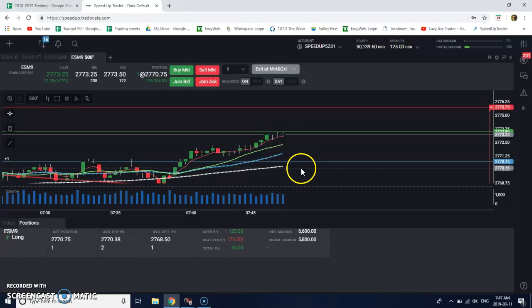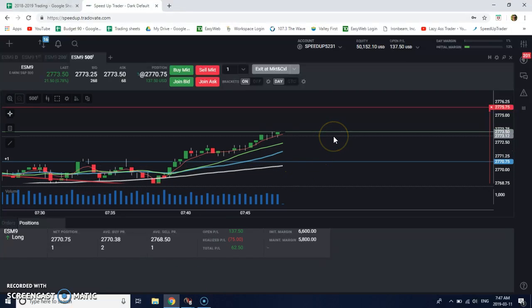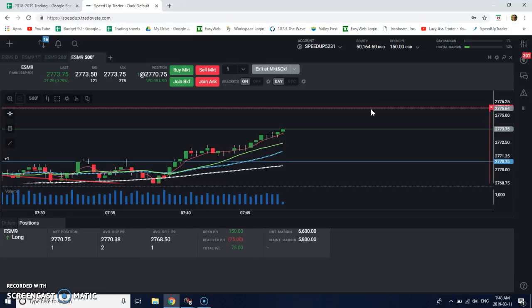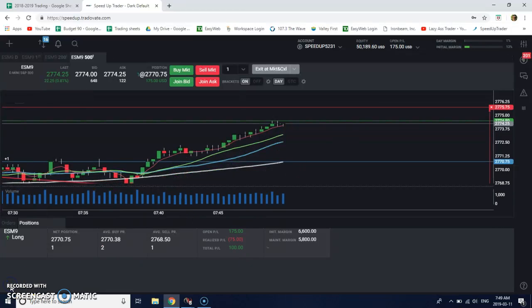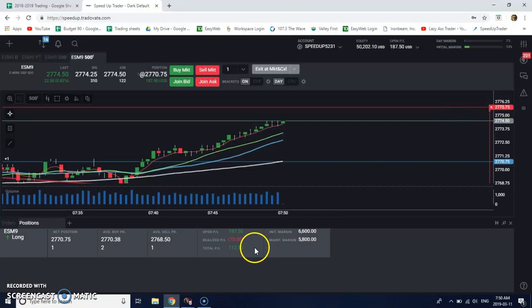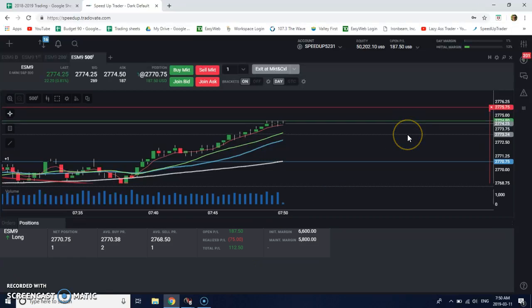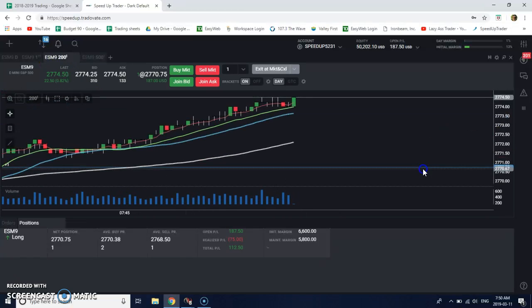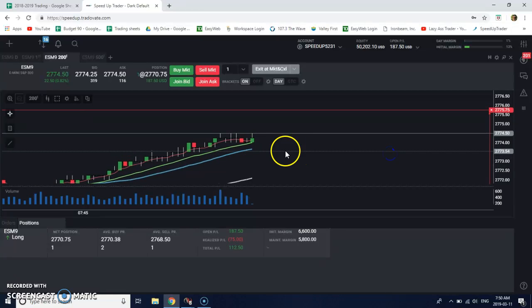Anyhow, so I'm sitting here waiting for this to stretch its legs up into 75. Okay, it's still running a little bit here. I've got my total profit for the day, including my loss this morning, at 112. Taking a look at the 200 really is where it will tell me to get out.